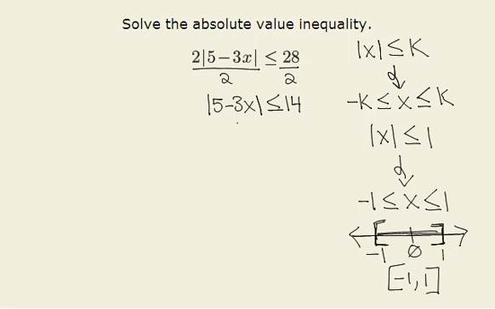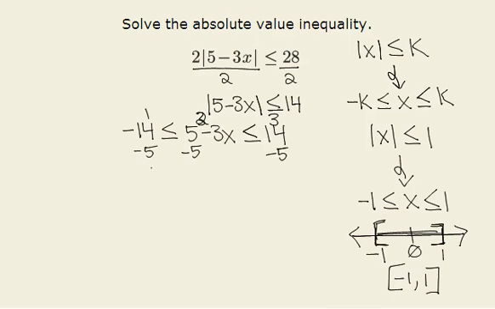So in our problem, I'll write it as a double inequality. So we have negative 14 is less than or equal to 5 minus 3x is less than or equal to positive 14. Now when solving, I need to do the same thing to all 3 pieces. Just as if you were solving a single inequality, you'd do the same thing to both sides. Here you have 3 pieces. So the first thing I'm going to do is subtract 5. And I get negative 19 is less than or equal to negative 3x is less than or equal to 9.